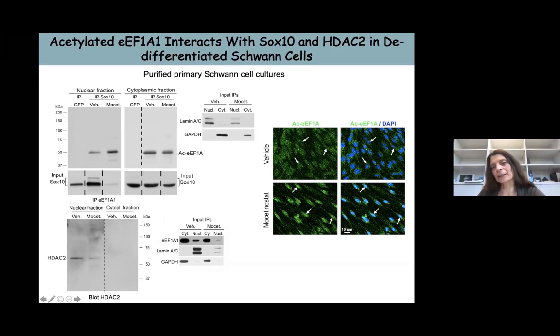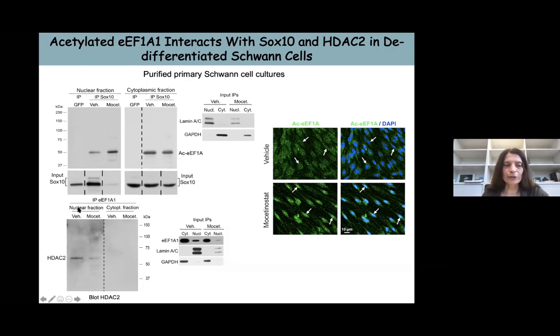And acetylated EF1A is localized in the nucleus, but also in the cytoplasm, in both compartments. So this treatment with mosetinostat increases even further the immunoprecipitation, the interaction between acetylated EF1A and SOX10. You can see the SOX10 levels are very low in the nuclear fraction, but still you have more interaction.